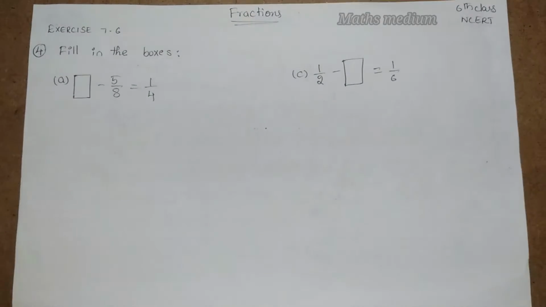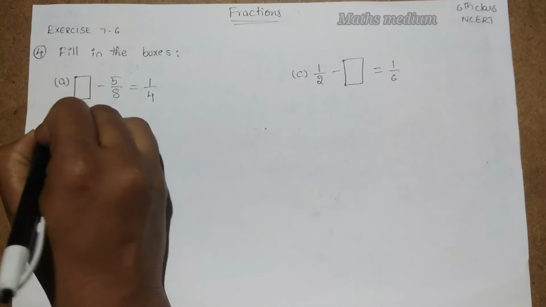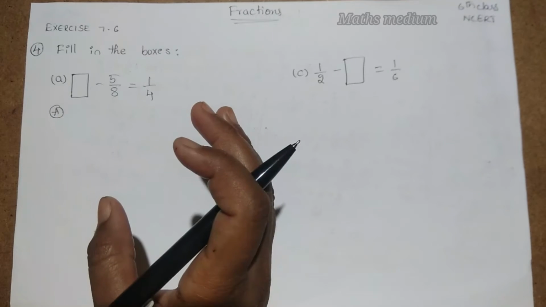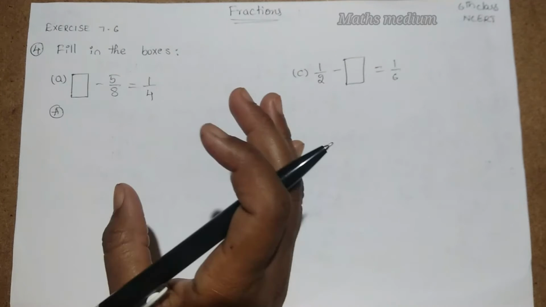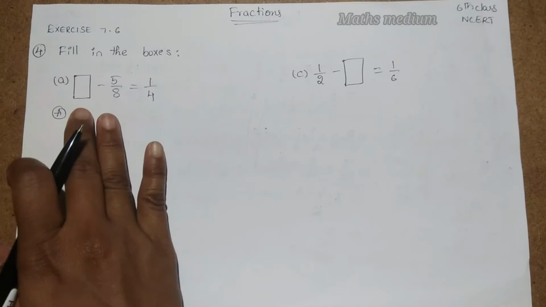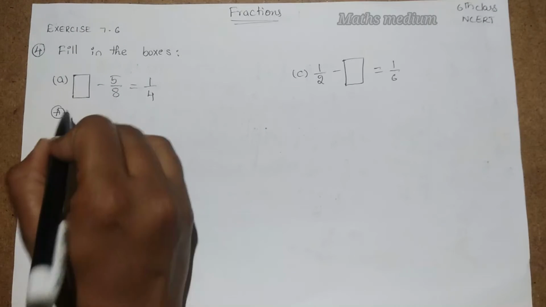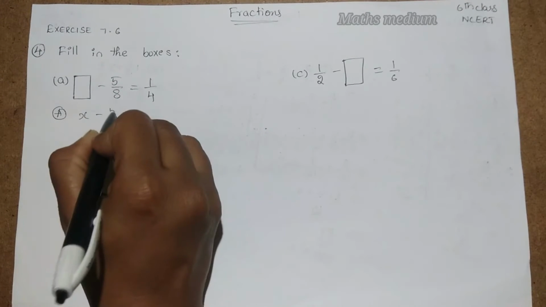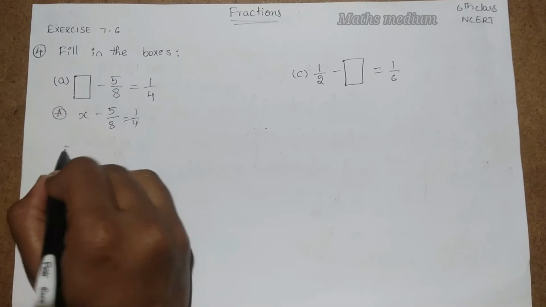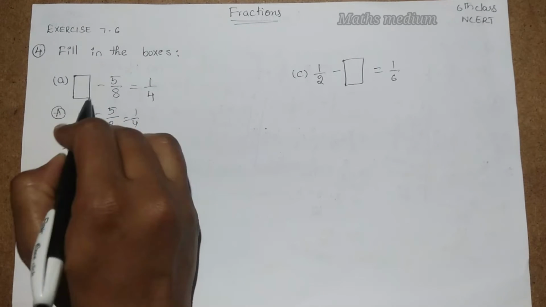So, let's start with A. I already explained how to add and how to subtract fractions. Check the description box for that link. Coming to here, we have an empty box. Let it be x minus 5 by 8 equals 1 by 4. Here, x is the empty box.